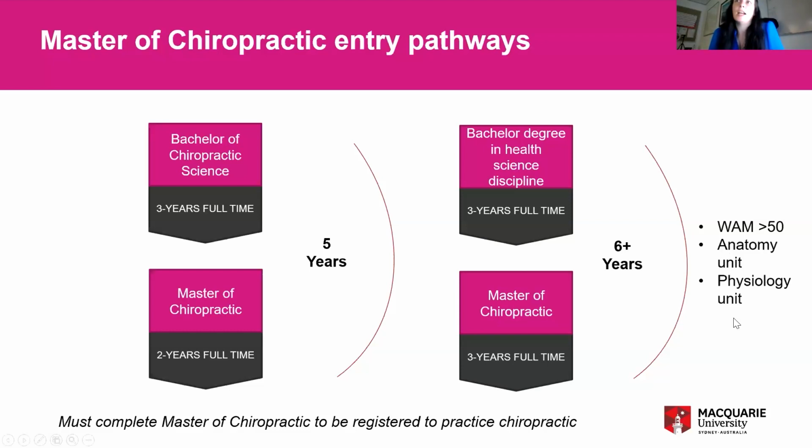So the entry requirements for the Master of Chiropractic when you're coming in from a bachelor degree in a health science discipline are a weighted average mark of at least 50 and at least 1 unit of anatomy and 1 unit of physiology within that degree program. As I mentioned before, you must complete the Master of Chiropractic to be registered to practice as a chiropractor in clinical practice.